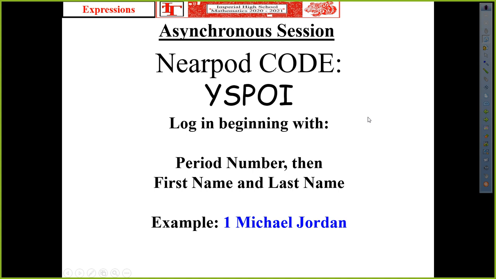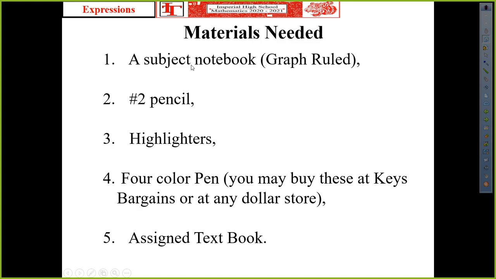Let's continue. Once again, materials needed. You're going to need your graph ruled paper, notebook. Make sure you get that as soon as you can. Number 2, pencils, highlighters, 4 colored pens. And you're going to see today when I start using different colors, you're going to need to have those handy. It helps. And also your assigned textbook.